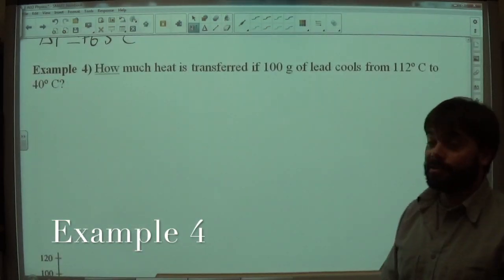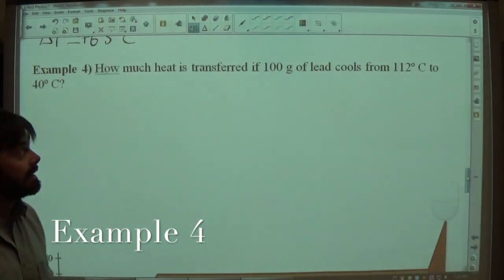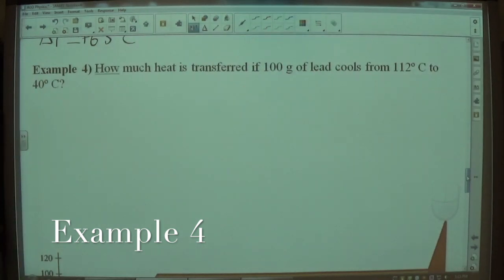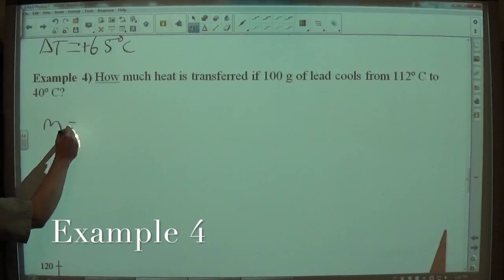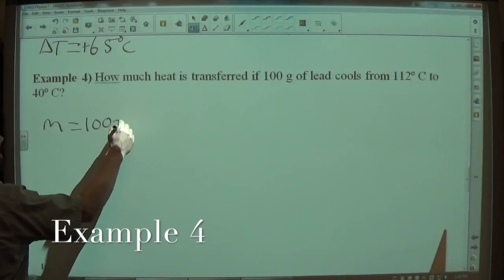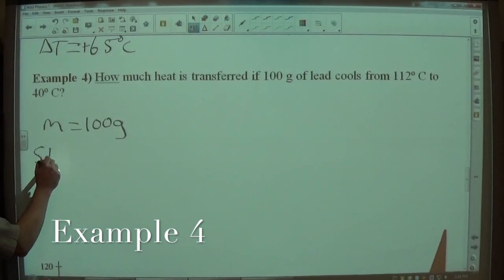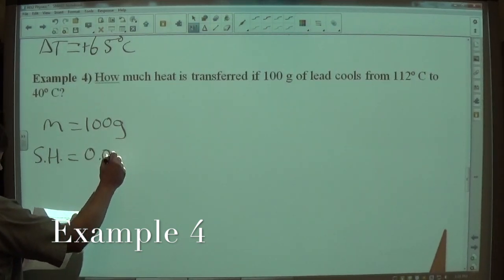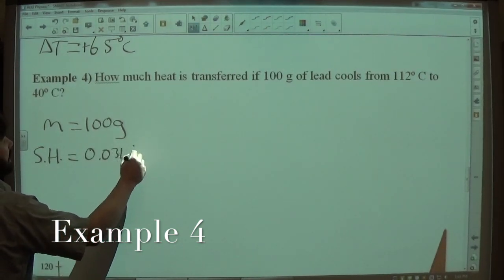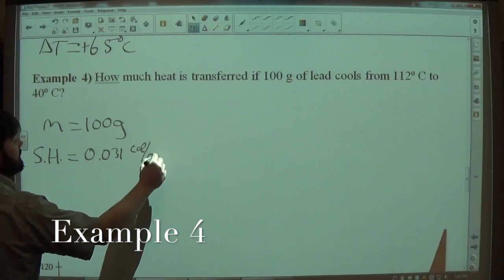Now, here's example 4. They're asking how much heat is transferred if 100 grams of lead cools from 112 degrees Celsius to 40 degrees Celsius. So they give us a mass of 100 grams, and they give us the specific heat, equal to 0.031 calories per gram degree Celsius.